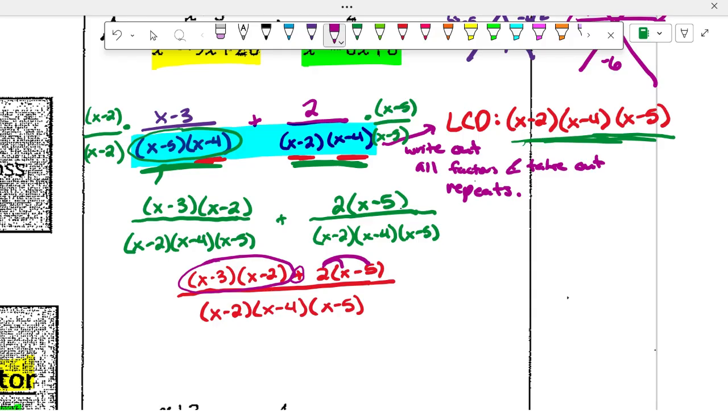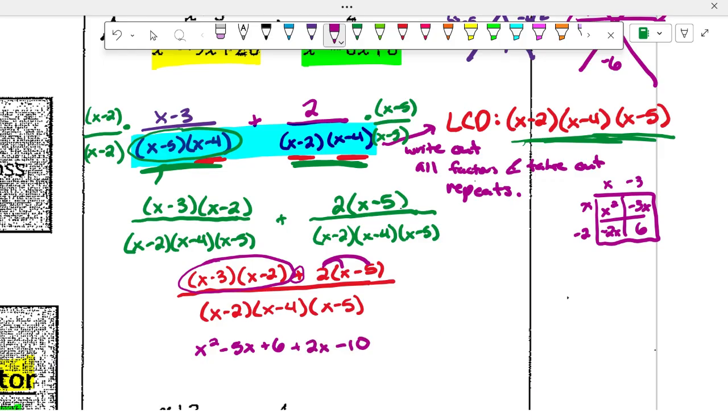Yeah, it is. So if I did a quick box, x minus 3, x minus 2, so this is x squared minus 3x minus 2x, plus 6. And again, I'm doing this fast because you guys should, at this point, be able to do a box or foil or whatever you prefer. So I'm going to rewrite my answer down here. So this is x squared minus 5x, because negative 2 plus negative 3, plus 6. Then I distribute the 2 to the second part. So this would be plus 2x minus 10. And then all over that common denominator.